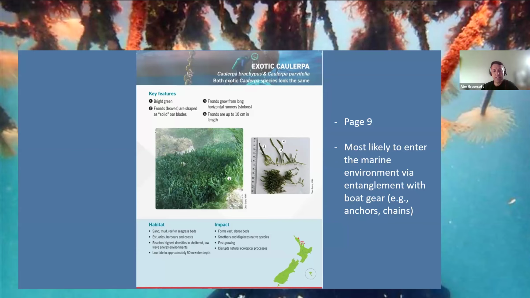Overseas, that's true too. There's been a Caulerpa species spread to other countries where it's not a native species, and there's been that same observation of the boom and bust cycles. It's not unusual for non-indigenous species that establish in new locations to have that boom and bust cycle, and it's always difficult from a scientific perspective to discern what is causing that. So this species most likely entered into New Zealand via entanglement, maybe an anchor or an anchor chain, some sort of equipment that interacted with Caulerpa overseas.